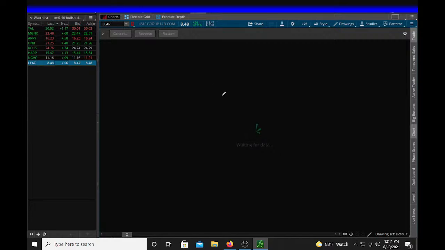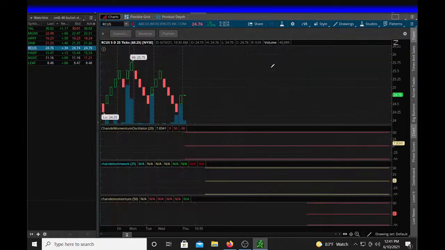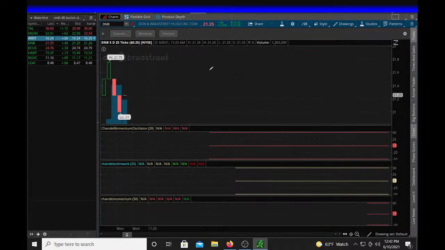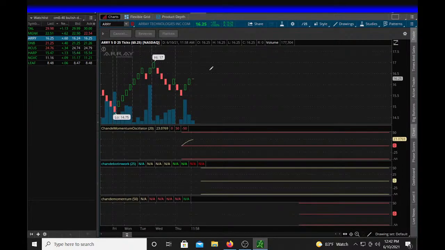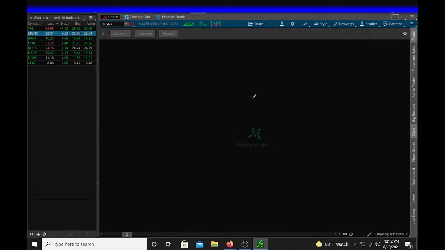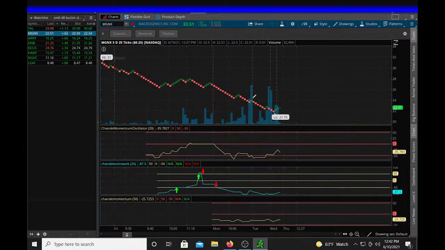See if this can load up here. Let's try Ruckus. Okay, looks like we're starting another green brick. Okay. Very good. MGNX. MGNX. All right.